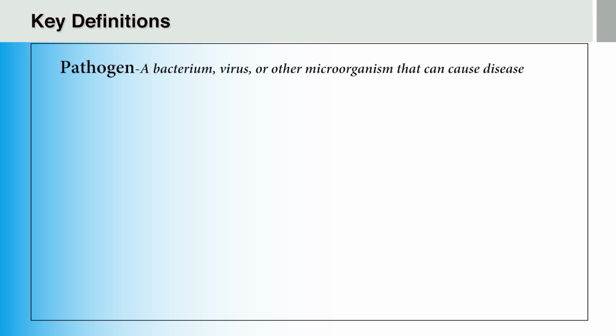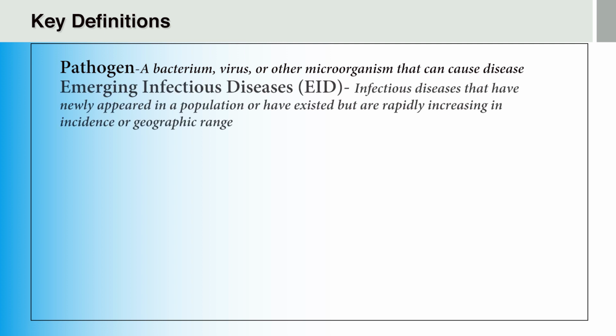To begin, let's start with some of the basic vocabulary so that we understand words to mean the same thing. A pathogen is a small organism that can cause disease. Emerging infectious diseases, or EIDs, are diseases which have recently developed in a population or have previously existed but are rapidly increasing in incidence or geographic range.